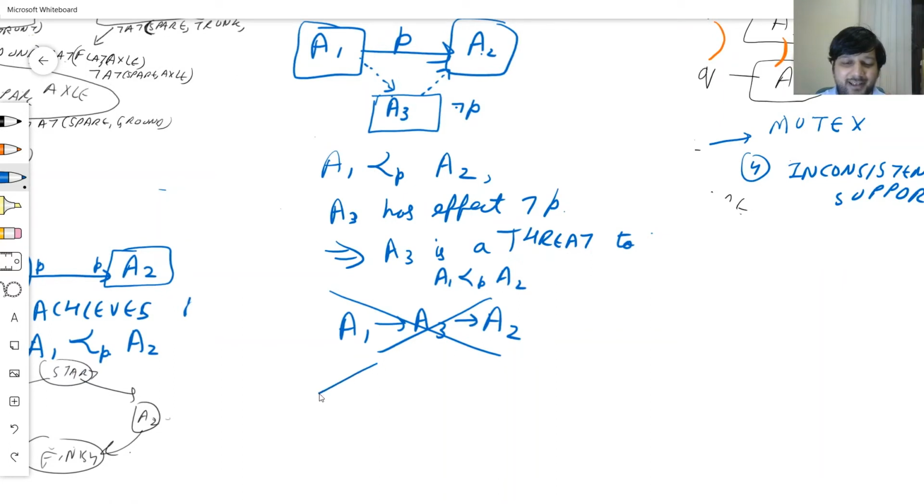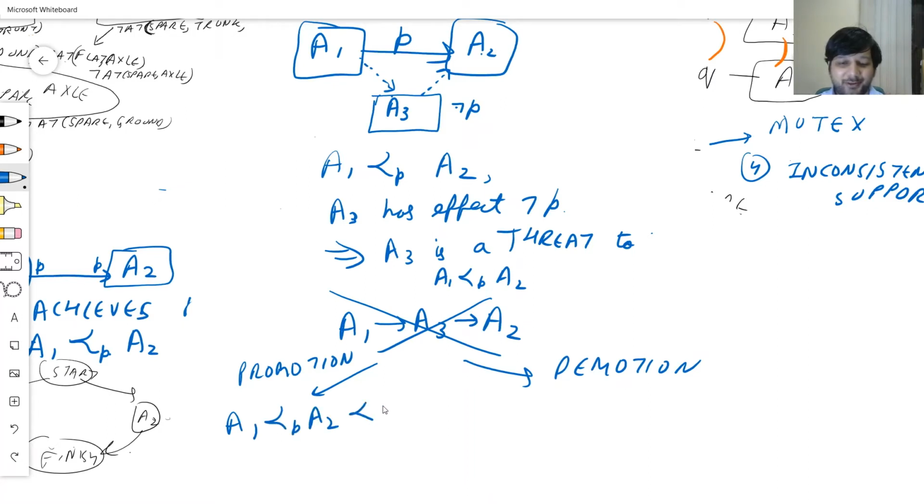The first one is promotion. The second one is demotion. If you need to promote, you say A1 achieves P for A2, then you promote A3. A3 cannot be in the middle; either it will be after A2 or it will be before A1. If it's after A2, it's promotion. The other one is demotion: A1 achieves P for A2, and you do A3 before. If you do it before, that is absolutely okay.